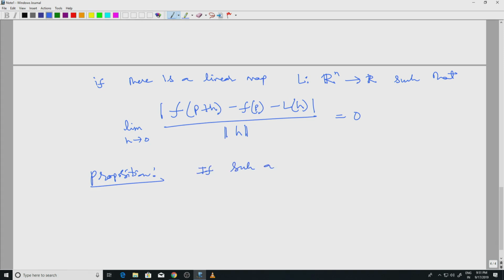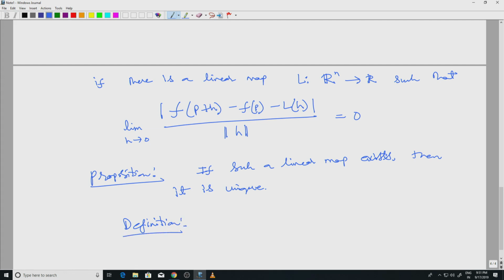If such a linear map exists, then it is unique. In other words, if there are two linear maps L1 and L2 for both of which this equation holds, then one can show that L1 equals L2. Once we know it's unique, we can call it the derivative.